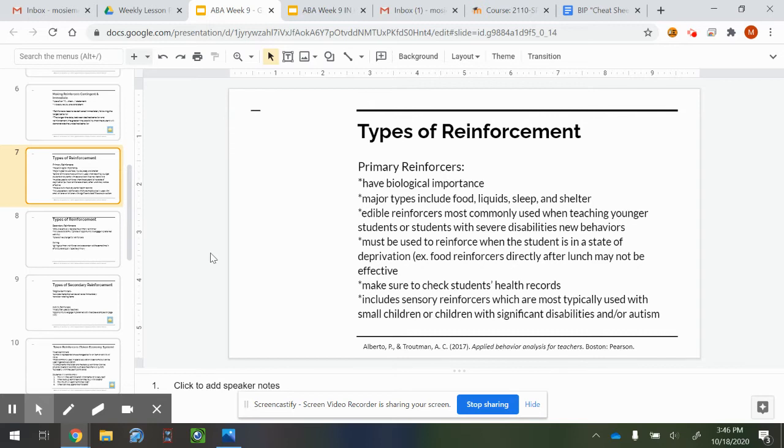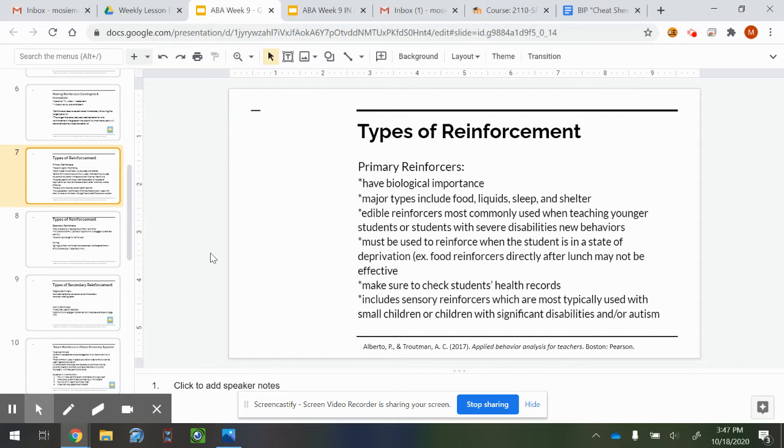When we talk about edible reinforcers as a type of reinforcement, we're not talking about giving the student a chance to earn a food item. We're talking about immediately reinforcing them with food. We have to make sure that we're using these reinforcers when the student is in a state of what the author refers to as deprivation. For example, if you're giving a younger student goldfish crackers for every time they sit down in their seat, doing that directly after lunch may not be an effective strategy because the student may not be hungry.